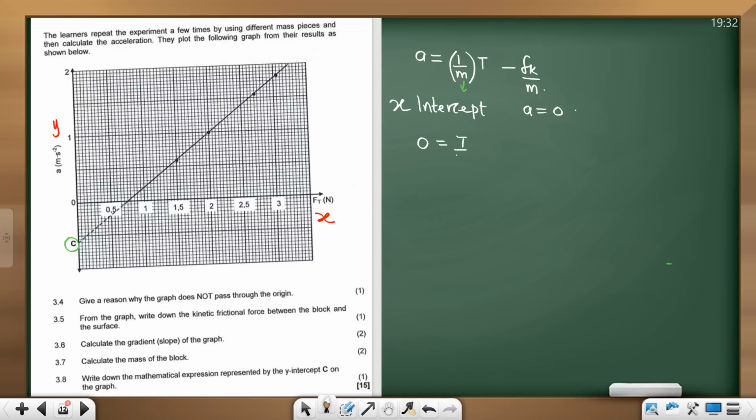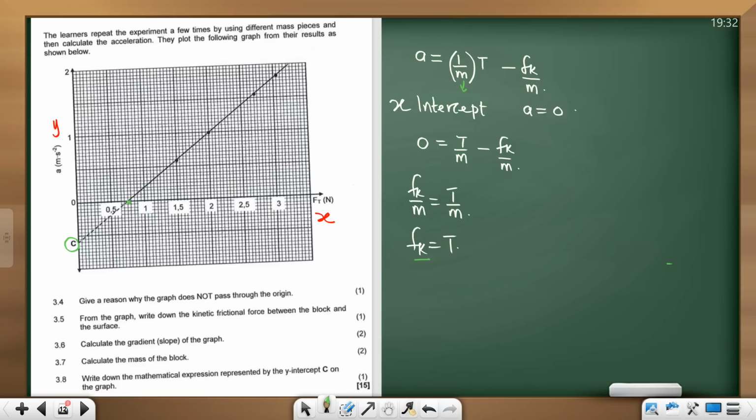So what do we have? 0 equals T over m minus Fk over m. Do we agree? Can we move the Fk over m because it's negative? Fk over m is equal to T over m. Do you know the denominators can just cancel each other? So what do we have left? Wait. What are we looking for? X-intercept. Makes sense? It simply means that my x-intercept right here is my frictional force.